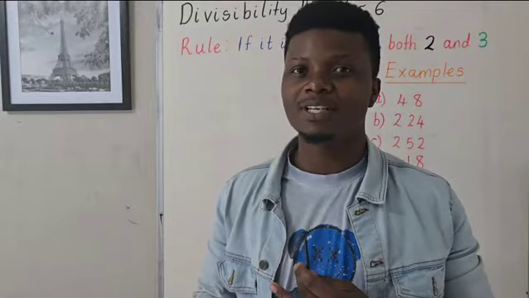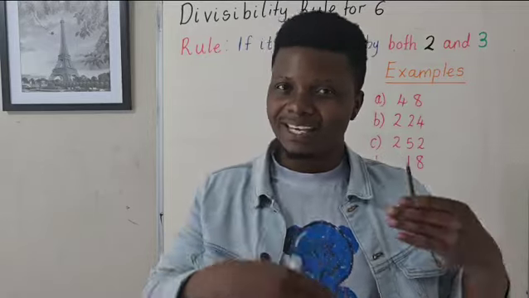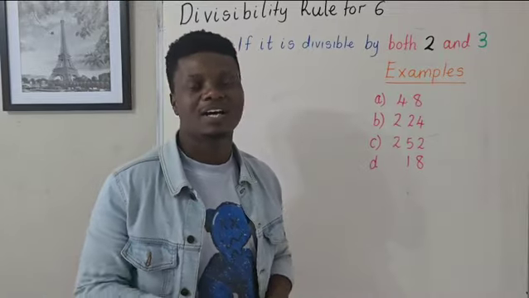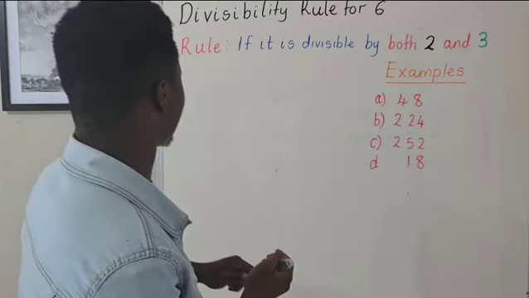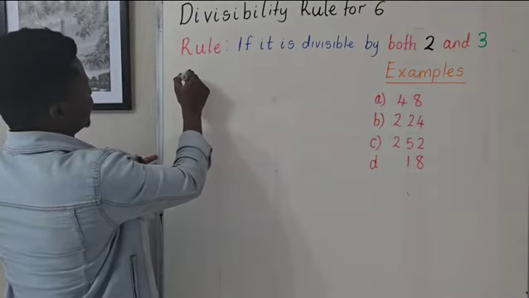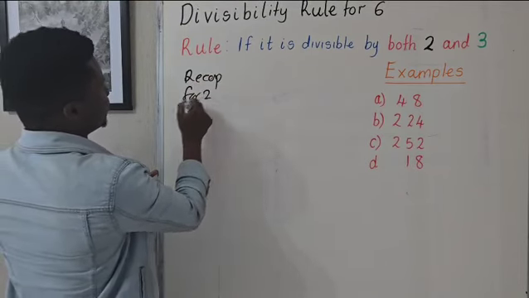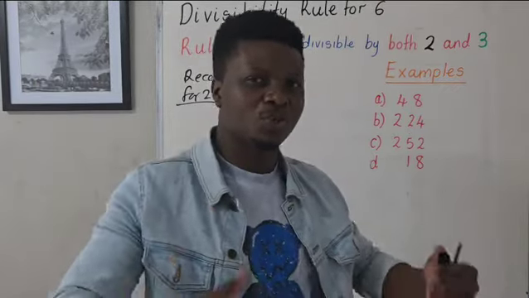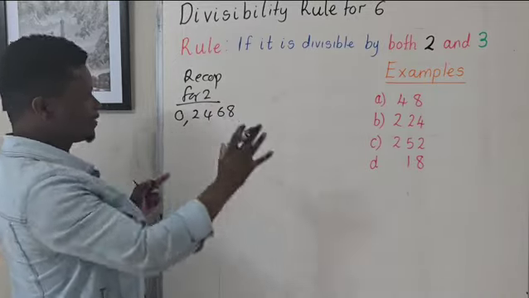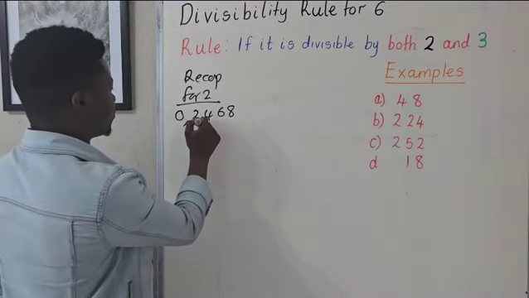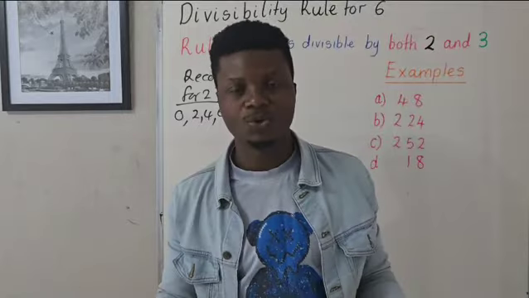If you know the divisibility rule for 2 and for 3, you are in good hands. But I can make a quick recap to remind you how to tell if a number is divisible by 2 and by 3. First, the divisibility rule for 2: just make sure the last digit is 0, 2, 4, 6 or 8. If the last digit ends with 0, 2, 4, 6 or 8, that means the number is divisible by 2.